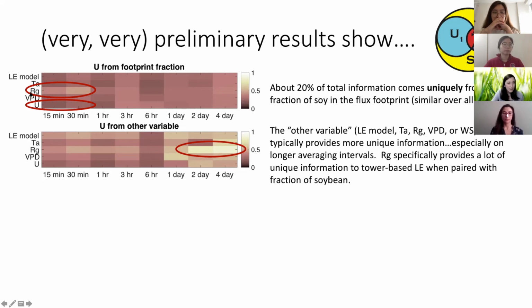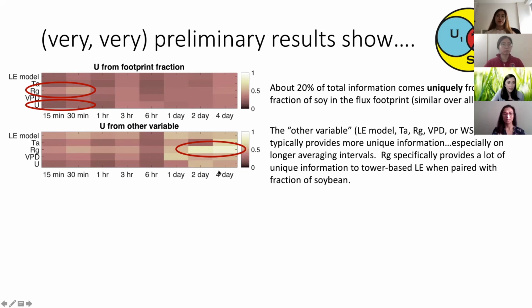But we can look at kind of along individual lines and see that, for example, when we consider the footprint fraction and solar radiation at short time scales, that's when our uniqueness from our footprint fraction is quite high. And if we look at wind speed, which is a variable that we would expect to be kind of redundant with the footprint fraction to some extent, because the wind speed is inherently linked to the footprint, we do actually see lower unique information from wind speed. So that was a bit of a sanity check there.